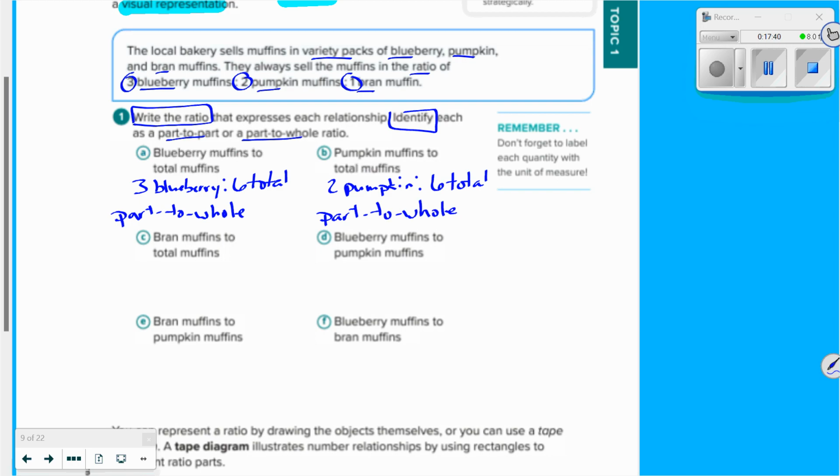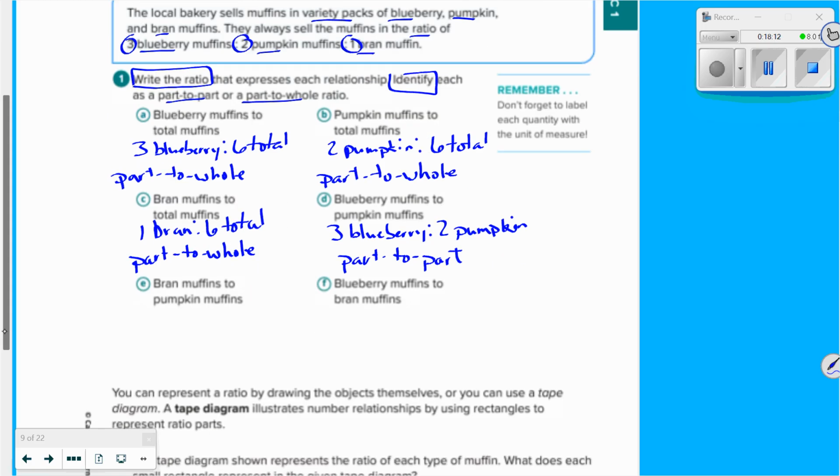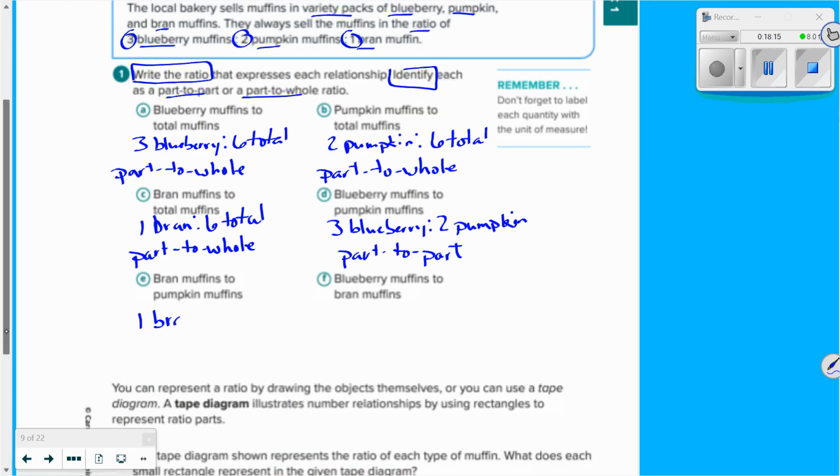Our next one, bran to total. Bran was 1 bran, 6 total. What type of ratio is that one? Part to whole. Our next one, blueberry. 3 blueberry, 2 pumpkin. That one is a part to part. All right, next one, bran. So again, it's 1 bran, 2 pumpkin. Again, a part to part.